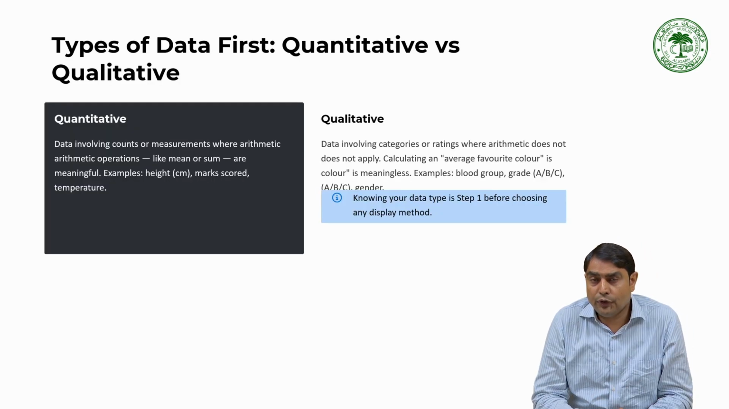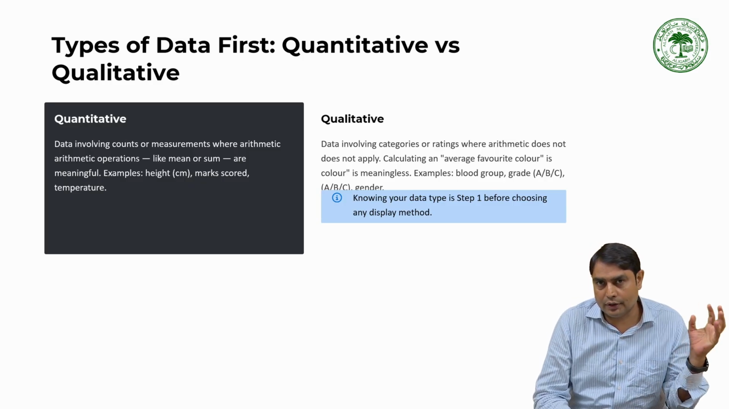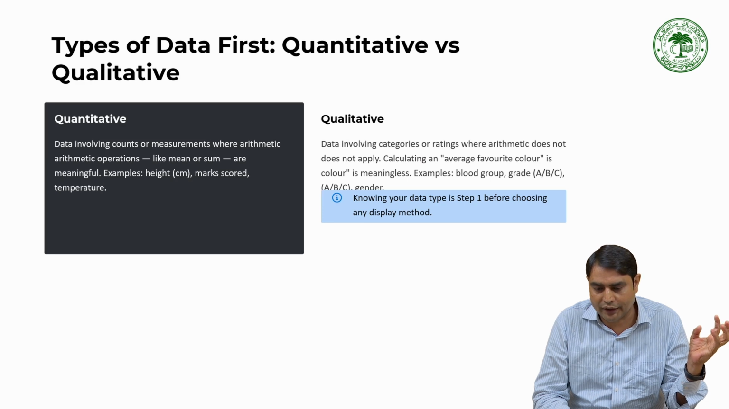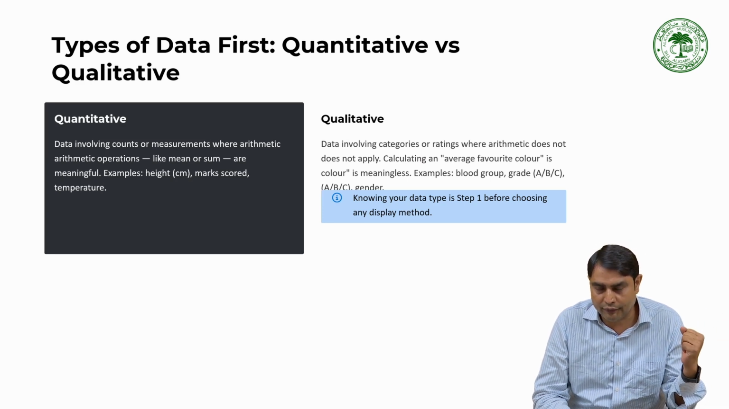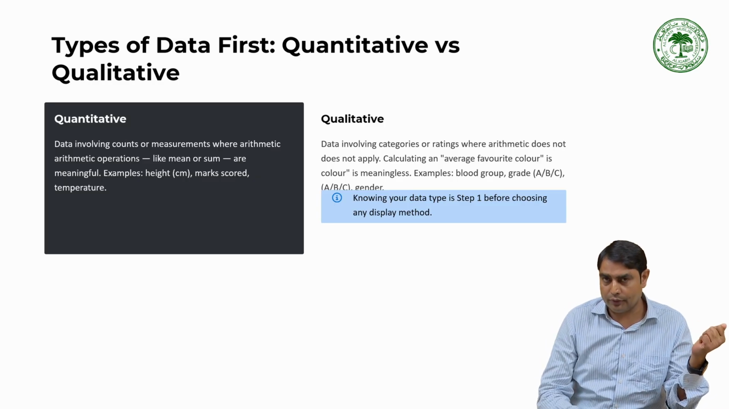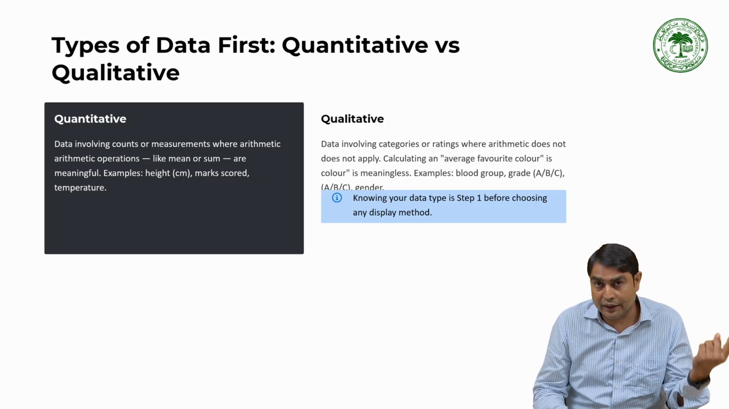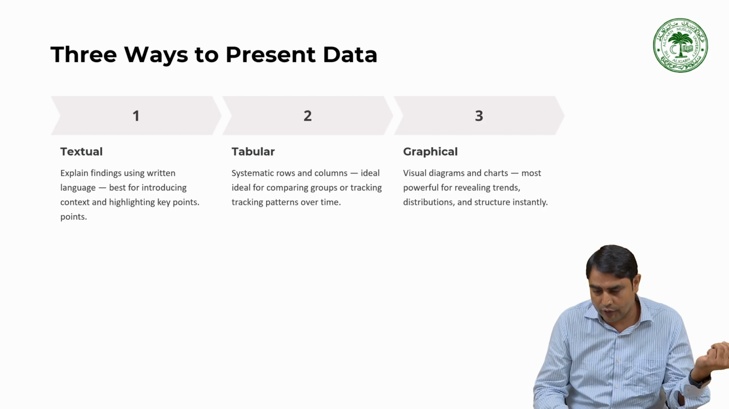Before moving ahead, let me remind you of the concept we discussed about qualitative and quantitative data. Qualitative data is categorical data, whereas quantitative data is numerical data, which is a number. So the first step is you should know what type of data you have, whether it is qualitative or quantitative, and accordingly you will choose the diagram, bar chart, or histogram.